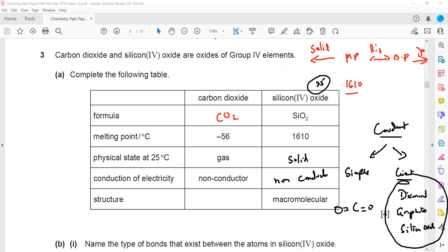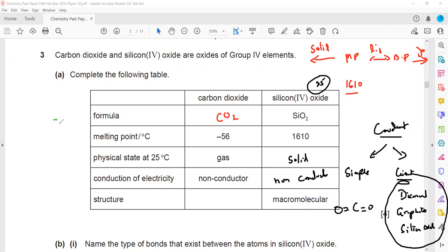Rest, if any covalent substance is given, that will be a simple molecular or simple covalent structure. Why simple? It means it has a finite number of atoms. So in carbon dioxide, one carbon and two oxygen are there. But in the case of silicon 4 oxide, it is not like this.